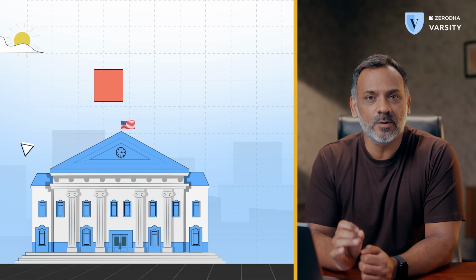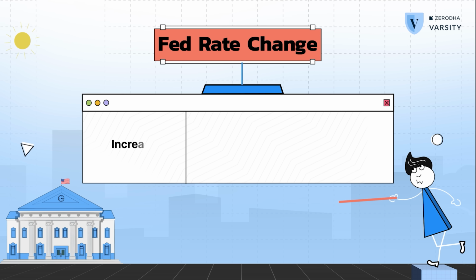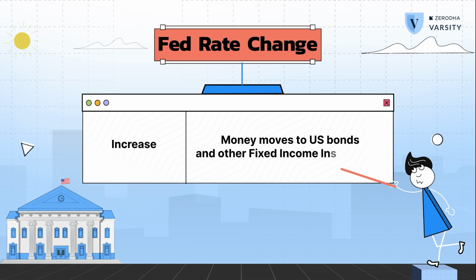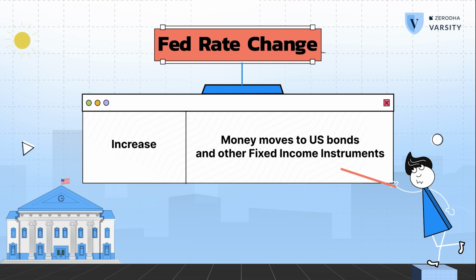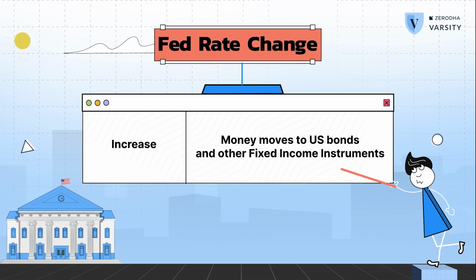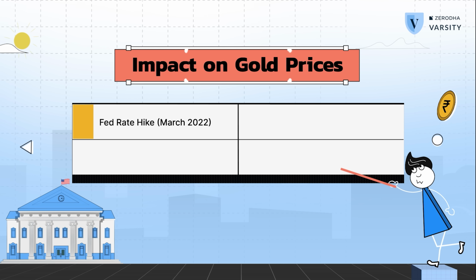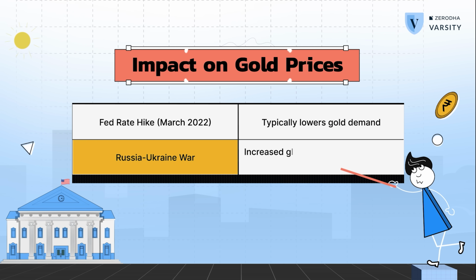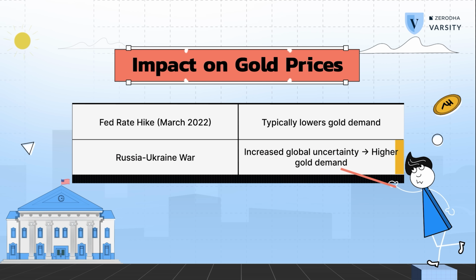Besides the US dollar, also pay attention to the US Fed. The logic is simple. If the Fed increases interest rates, then US bonds and other fixed income products become more attractive than gold, and money flows out of gold and into bonds. But it is also very important for you to understand that this correlation has not held true in the recent past. For instance, the Fed started a rate hike cycle in March 2022 just after Russia's invasion of Ukraine. The war situation had threatened global stability. However, while the interest rates were high, gold prices also surged.